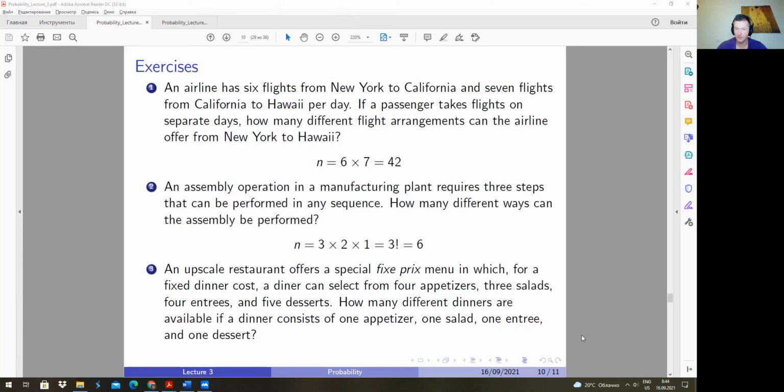So I see that many people did the answer. So let's see. So 4 appetizers, 3 salads, 4 entries, and 5 desserts. So we can just apply a multiplication principle. So there is nothing about combinations or permutations. So that's going to be 240. Nice. So these are simple. Now let's move to something more interesting in the next slide.